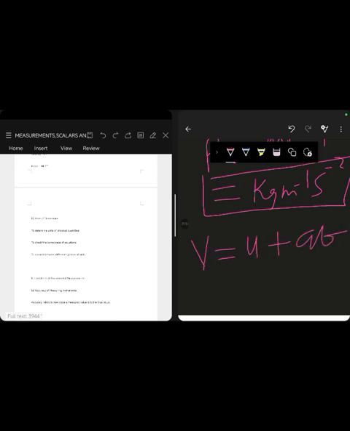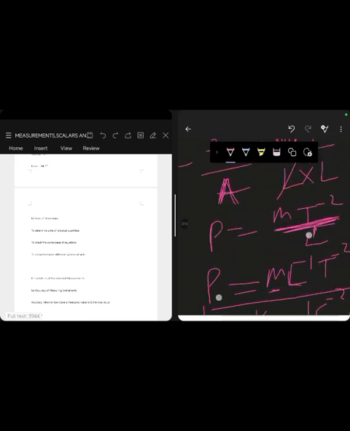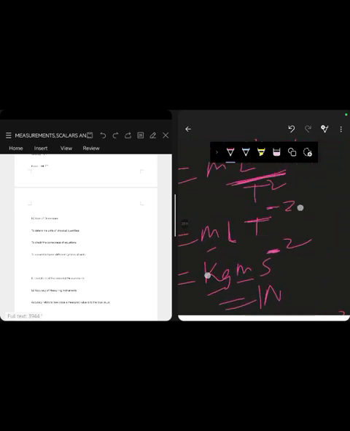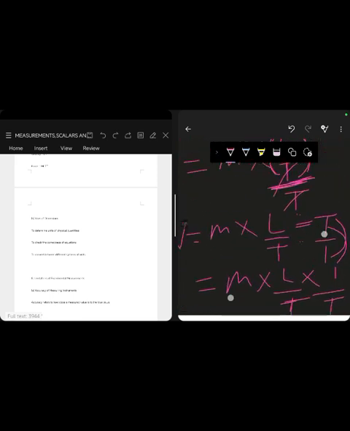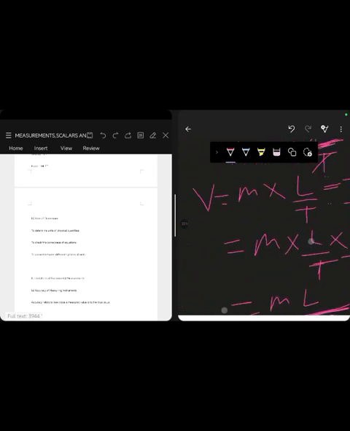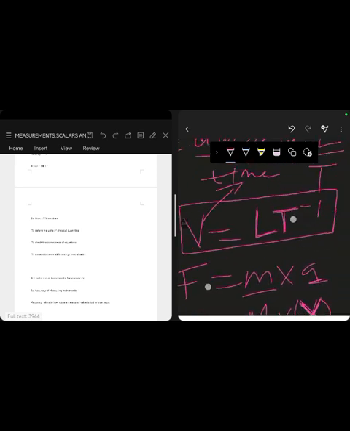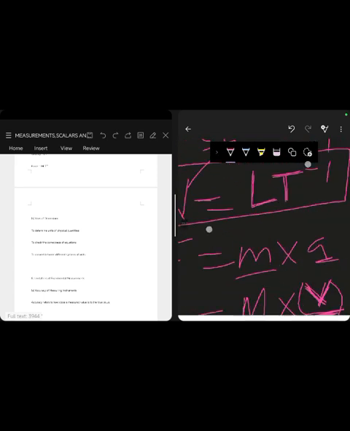Now, if this formula is correct, each part must give me the same dimension. It's called homogeneity. We've gotten the dimension of velocity as displacement over time, which is LT raised to the power of minus 1. We've done that here, as you can see. So velocity gave us LT raised to the power of minus 1.